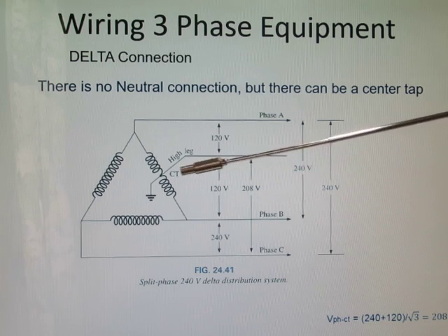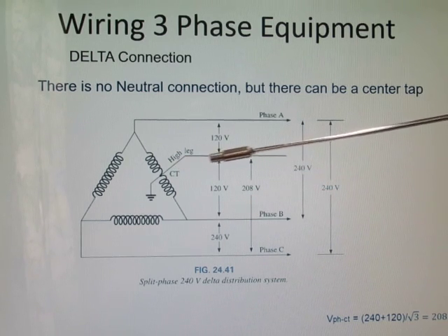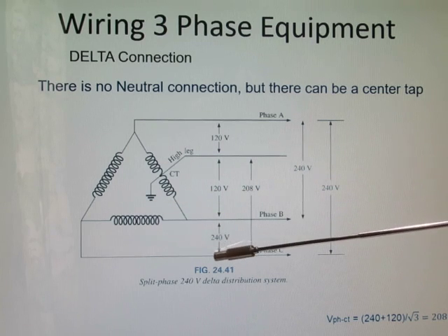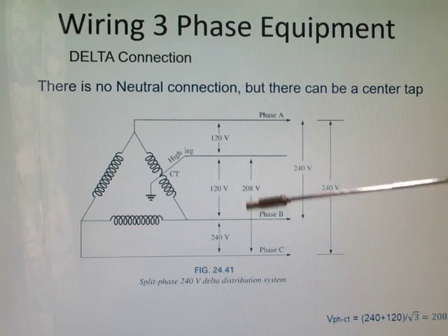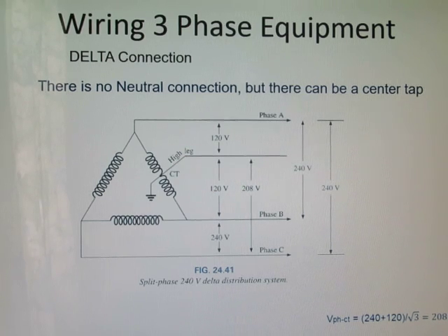If we have a center tap on one of these coils on the generator, between a line and that center tap is 120 volts. However, if we go outside that center tap and go to a line, we get 240 volts here. Or we get 208 volts to that center tap from another line that's outside this coil with the center tap. I just wanted to show you that just in case you came across that.